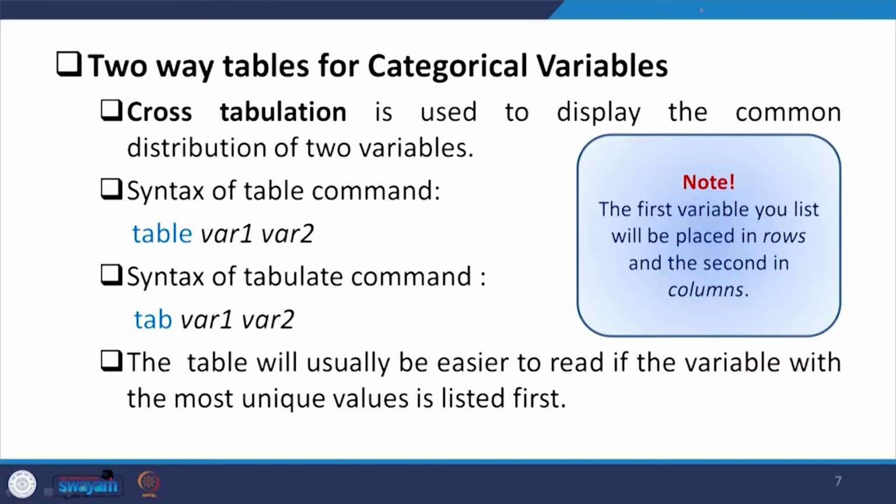Okay, tab 1 command. Now, cross tabulation is important because we can get the information if there are more relationships. In most of our research papers, we do take the help of cross tabulation, and this is useful to display the joint distribution of two variables. And the syntax of this one I have already shown you, that is either you go by table variable 1 and 2 or you go by tab variable 1 and 2. Then the table will usually be easier to read if the variable with the most unique values is listed.